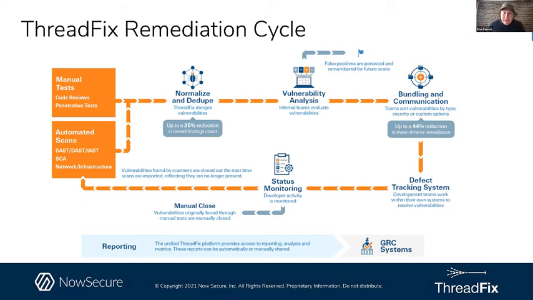From that, ThreadFix is going to monitor the status of those defects. So that from within ThreadFix, you can see when the development teams register that they think they've closed out a ticket, so that you can then go and retest to identify were they successful in doing that. And then the whole cycle starts all over again with the next build.